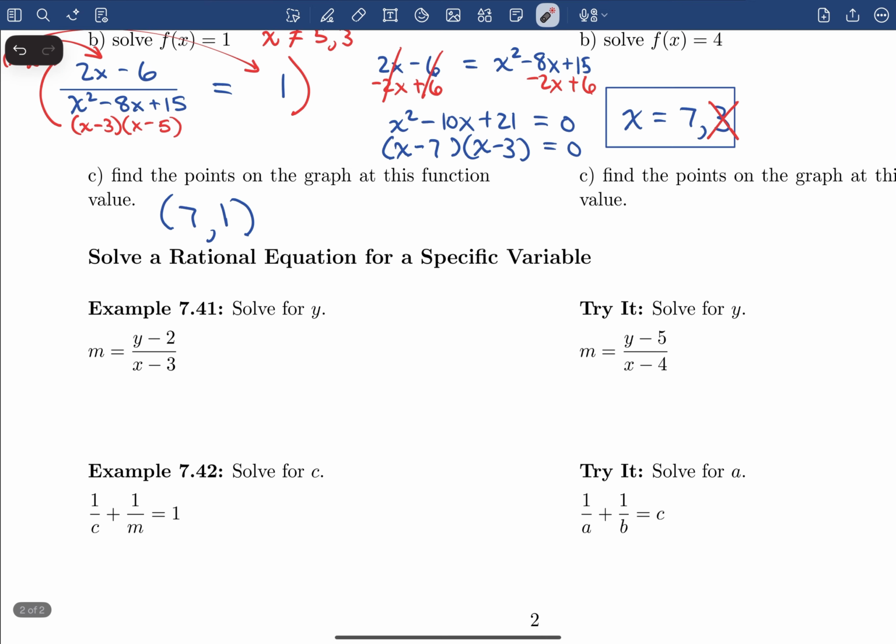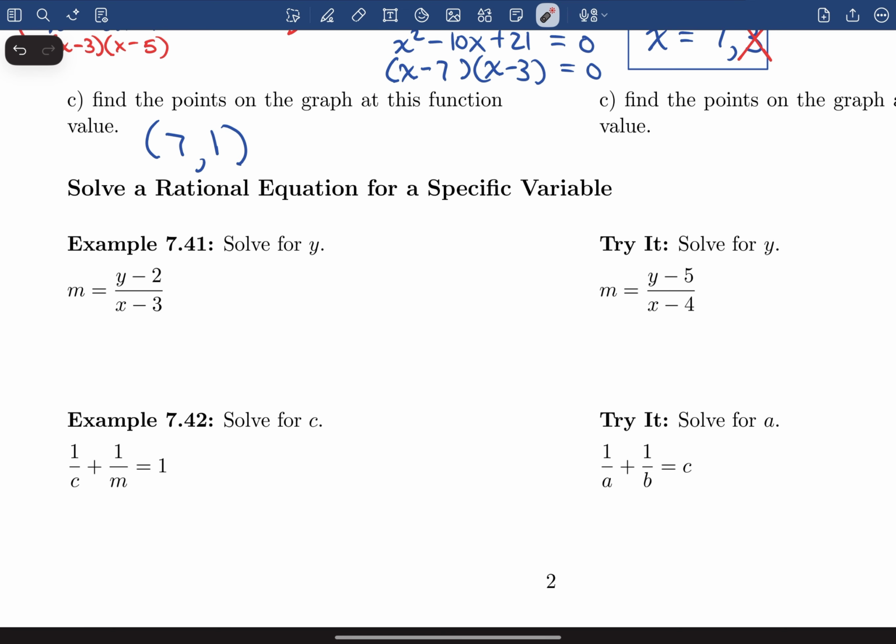Cool. Moving forward to the last objective today, solve a rational equation for a specific variable. All right, and so here's a rational equation. It's an equation that has a variable in a denominator of a fraction, so it's a rational equation. But they want me to solve it for y. When they say solve for a variable, they mean get that variable by itself. Currently, this equation is solved for m. M is alone, but we want y to be alone.